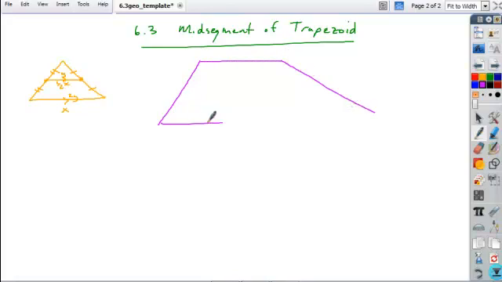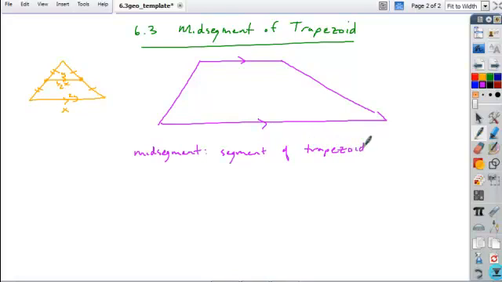Okay, if you take any trapezoid, the midsegment is defined as the segment of a trapezoid... So it's the segment that connects the midpoints of the two legs of a trapezoid.